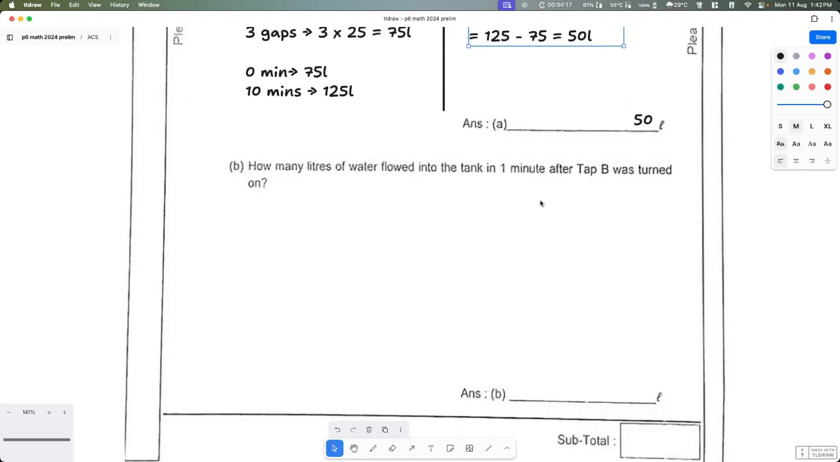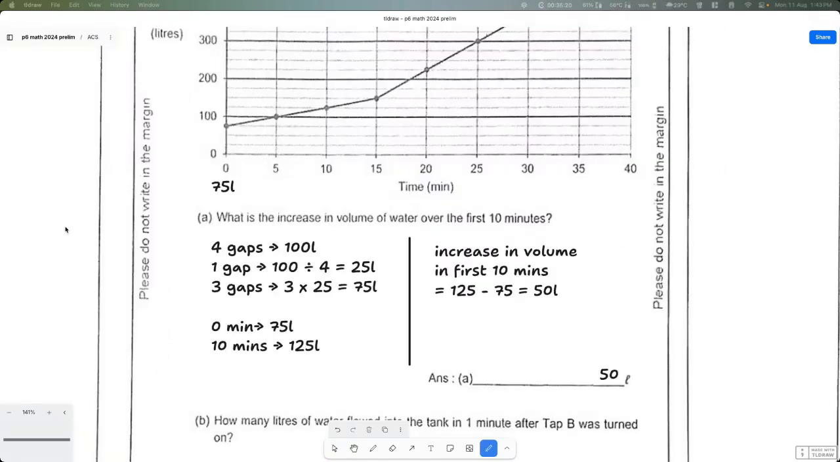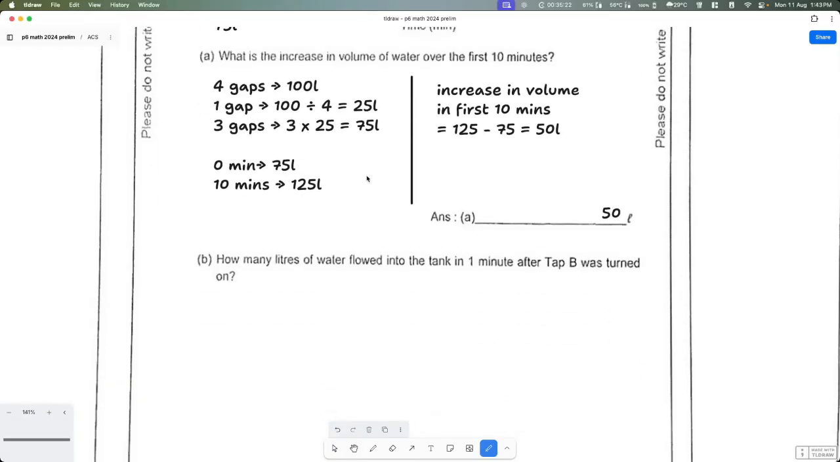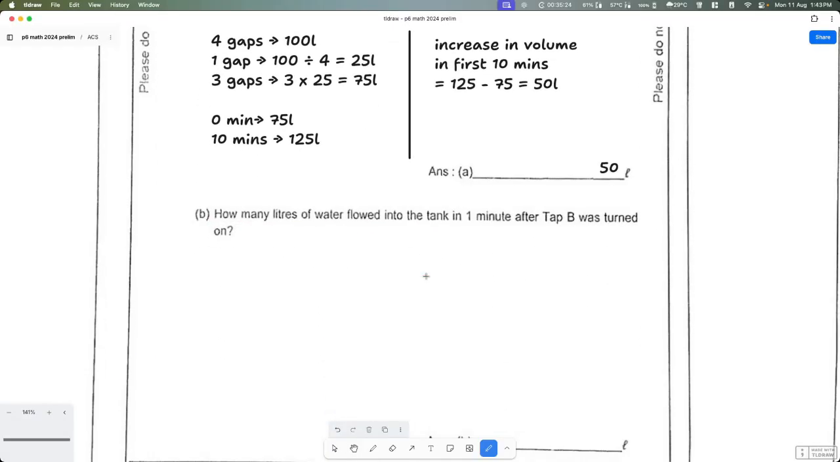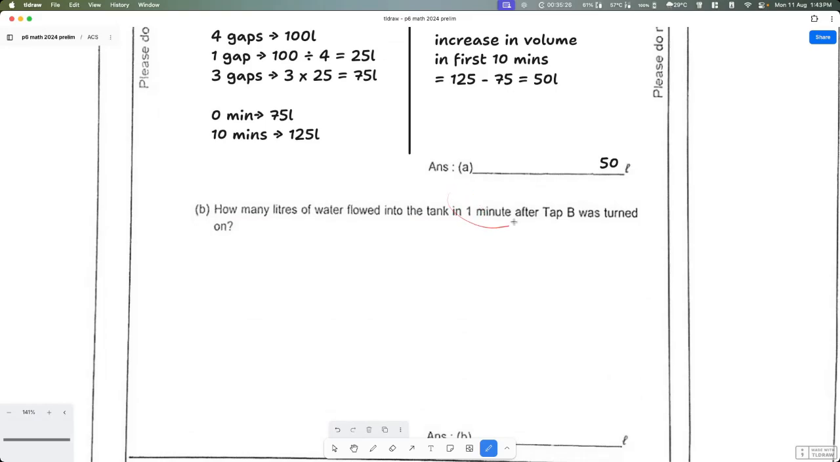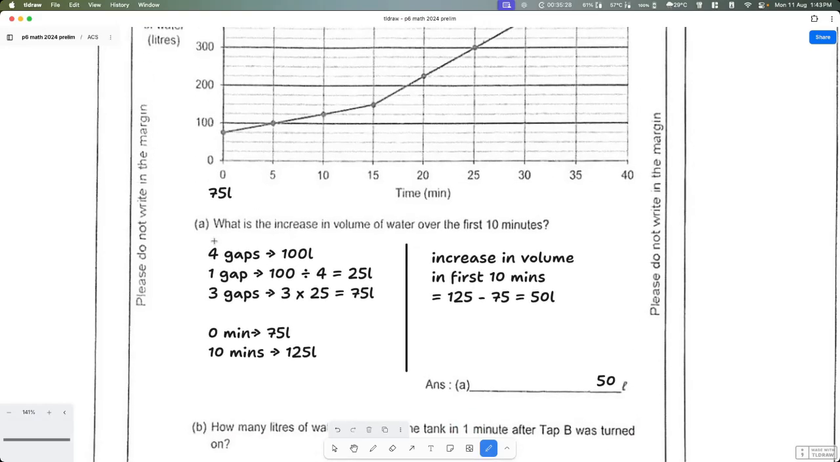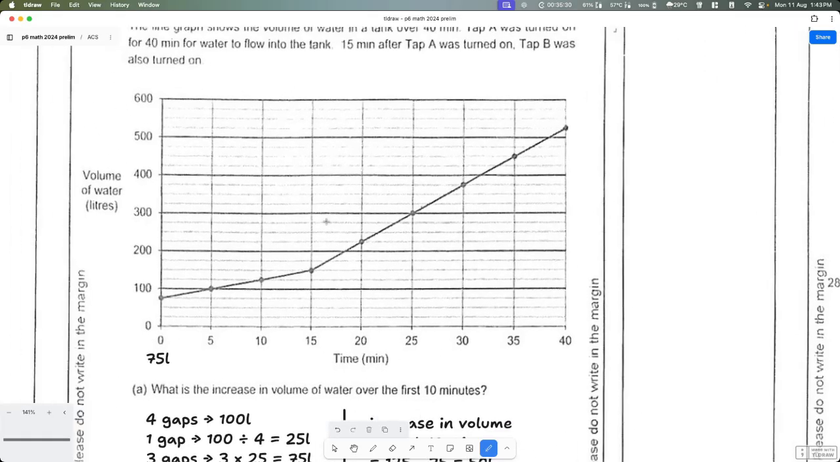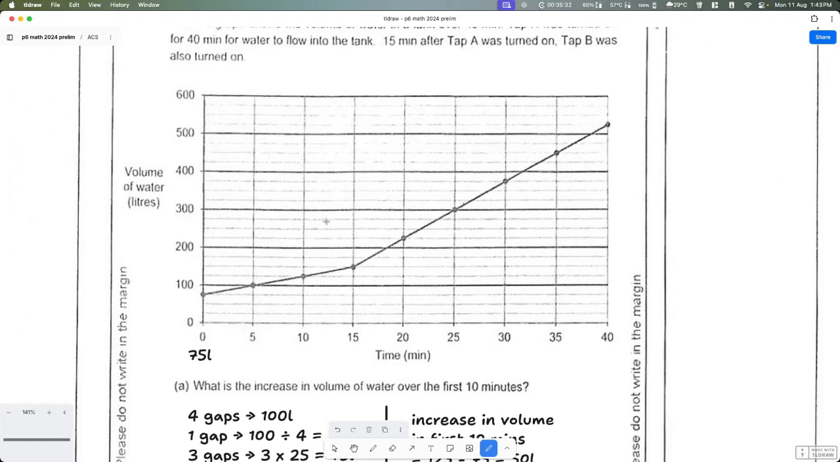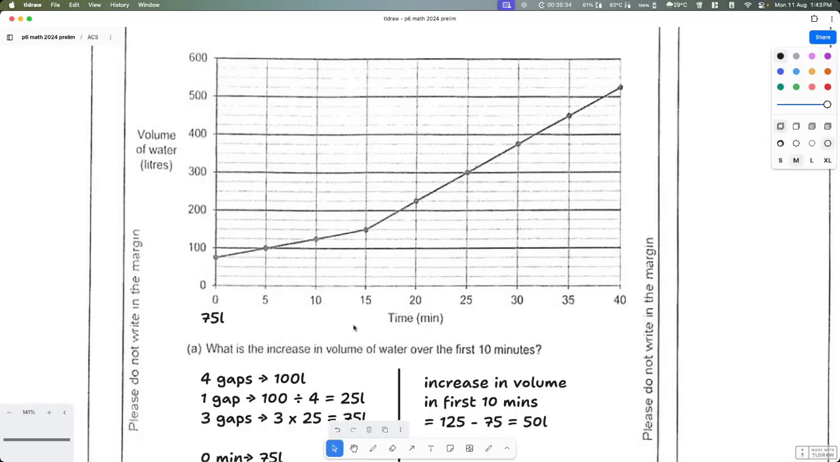Okay, let's go to part B. It says here, how many liters of water flowed into the tank in 1 minute after tap B was turned on. So tap B was turned on at 15 minutes over here. So I'm going to write here tap B, right, at 15 minutes.